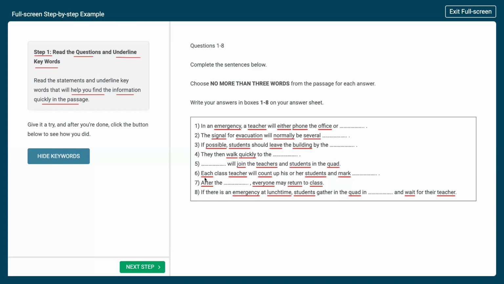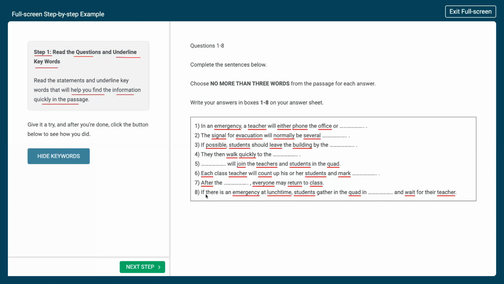Number six, each class teacher will count up his or her students and mark, okay? You see the important words are underlined. So we don't really care that it's a class teacher. That sort of goes without saying. What we want to know is that each and every teacher will do something here. Number seven, after the blank, everyone may return to class. And we see again, we have a time indicator. So just showing again that this will come in order.